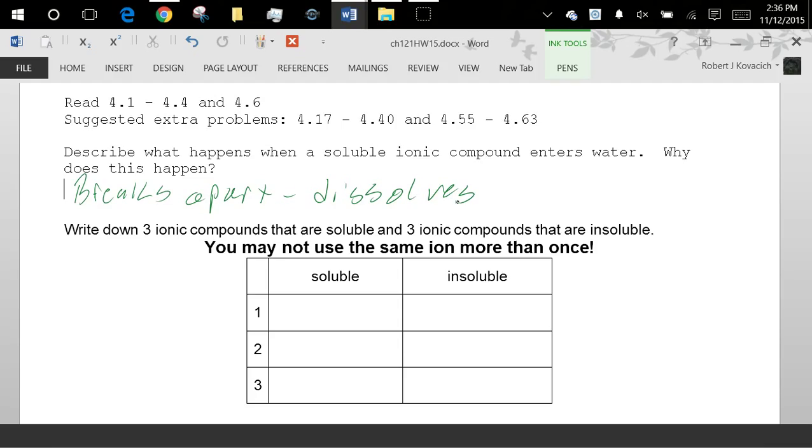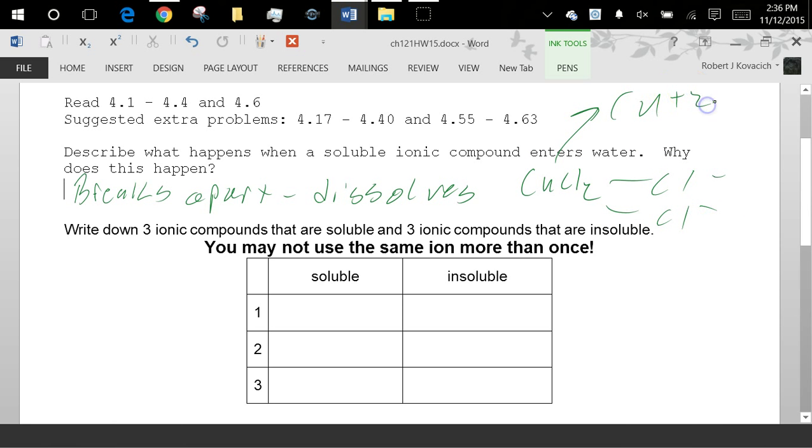So the cations and the anions separate out from each other. So if you've got something like CuCl2, a Cu goes one direction and two Cl's go another direction. The whole thing busts apart. Why is this happening? Water has positive and negative charges. Water's polar and has the ability to attack both the cation and the anion.